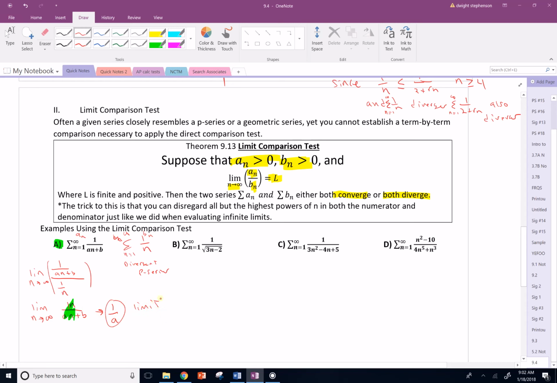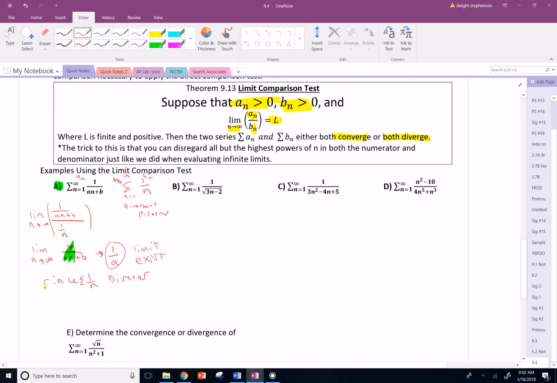It is a finite number, and so since 1 over n diverges, by the limit comparison test, LCT, this series also diverges. All right, let's do another one.